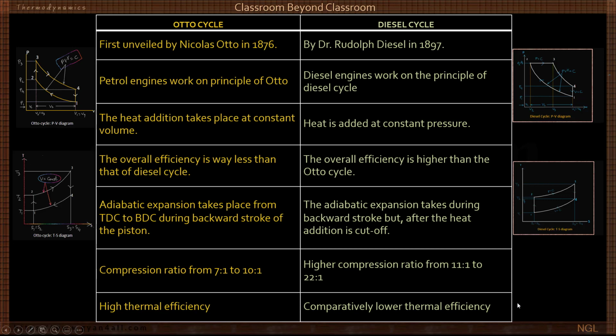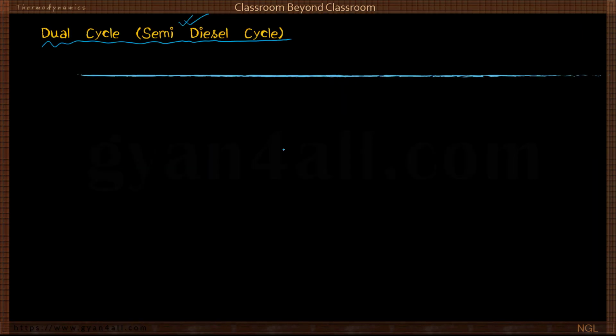Okay, in the last class we discussed the Otto cycle as well as the diesel cycle, and we also discussed the difference between the Otto cycle and the diesel cycle. The Otto cycle is a constant volume heat addition cycle, and the diesel cycle is a constant pressure heat addition cycle. The dual cycle, or semi-diesel cycle, is a combination of the Otto cycle and the diesel cycle. That means in the dual cycle, heat addition is done both at constant volume and at constant pressure.